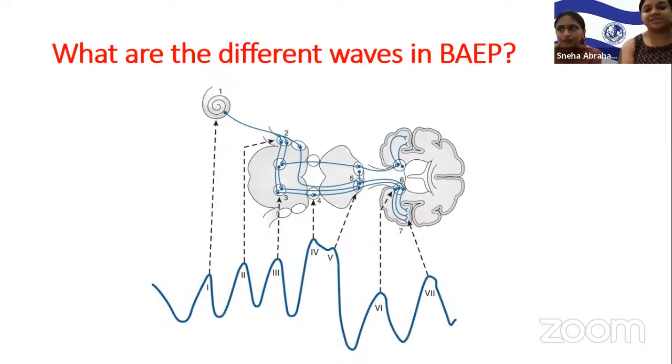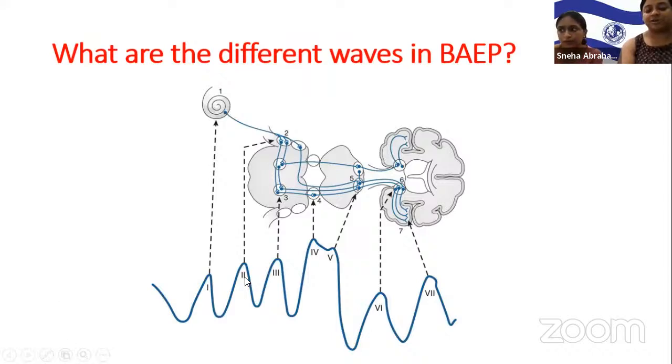Sir, the waveforms which are obtained in brainstem auditory evoked potential are 7, sir. But intraoperatively, we use waveforms 1 through 5. If there is any loss of signal from the 1 to 5 response, there are high chances that the patient will have postoperative hearing loss. Waveform 1 corresponds to the 8th nerve.